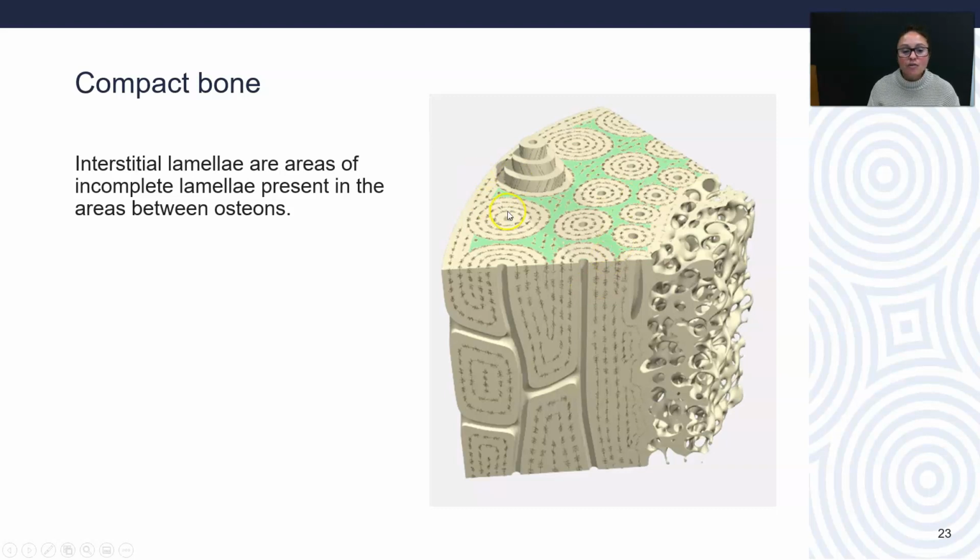Right, so we know about the osteons, and they were pretty cool. But as you can see, there's also bone matrix and osteocytes between the osteons. And they are called interstitial lamellae, because they sit between the osteons.